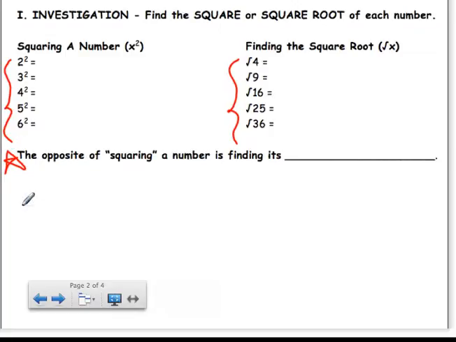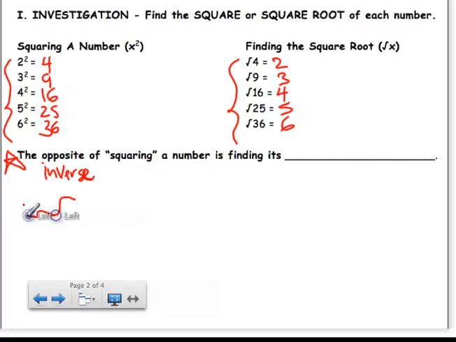Okay, so you've tried these for this investigation. 2 squared is the same as 4, because that's 2 times 2. 3 squared is the same as 9, because that's 3 times 3. 4 squared is 16. 5 squared is 25. 6 squared is 36. And the square root of these perfect squares, the square root of 4 is 2, square root of 9 is 3, square root of 16 is 4, square root of 25 is 5, and square root of 36 is 6. The key here is the opposite, or inverse, of squaring a number is finding its square root.